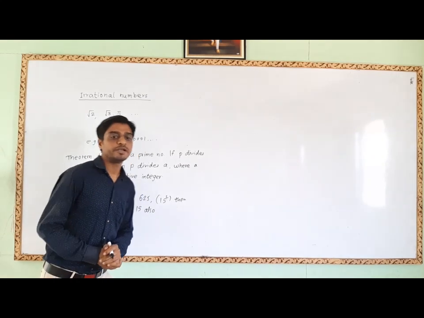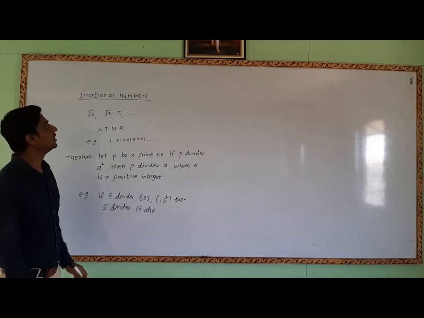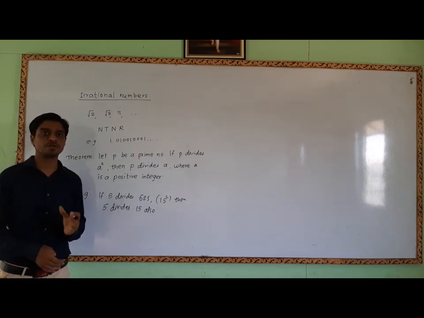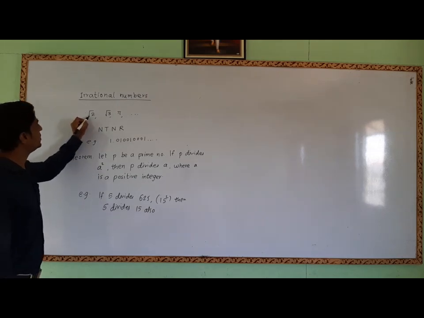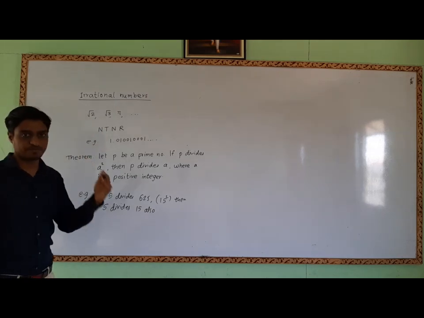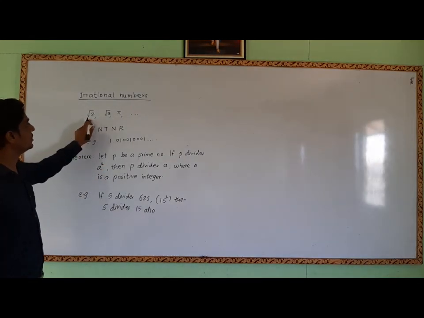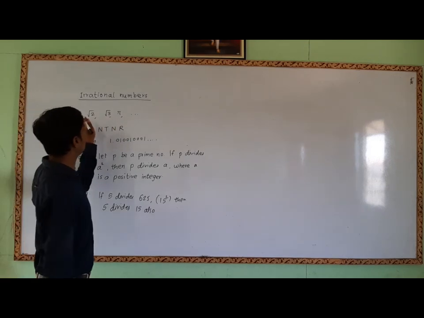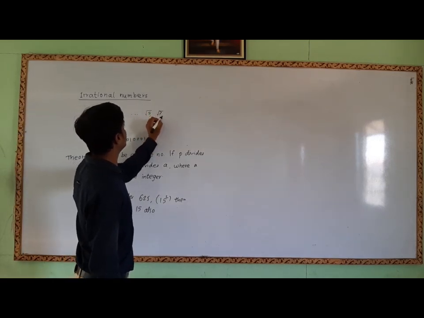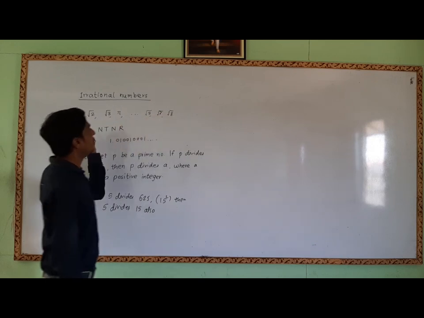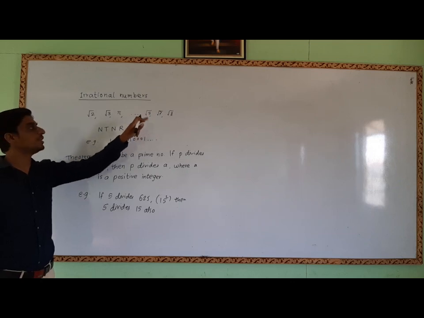Okay, students, let us see the next topic. Our topic is irrational numbers. Now, in 9th standard, we already have got an introduction about irrational numbers. The numbers in square root which are not perfect squares are called irrational numbers. That means root 2, root 3, root 5, root 7, root 8. All these numbers which are not perfect and appear in square root are called irrational numbers.